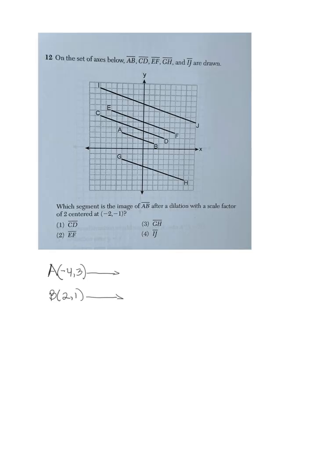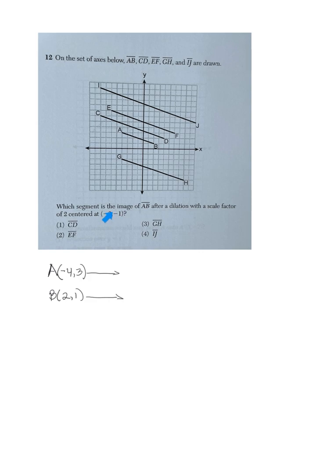All right, so again, make sure that you've read the question. If not, just pause me, read it, and unpause me. Okay, so this question is asking which segment, we're talking about AB, so this is our image, what we're starting with. And so then which one of these remaining 4 would be the image of AB after we dilate it with a scale factor of 2, which means we make it twice as large, centered at -2,1.